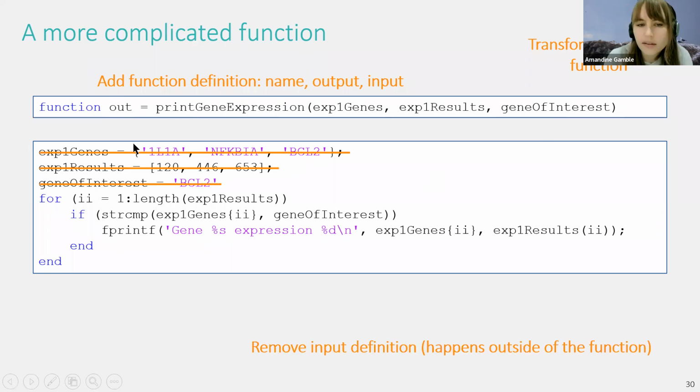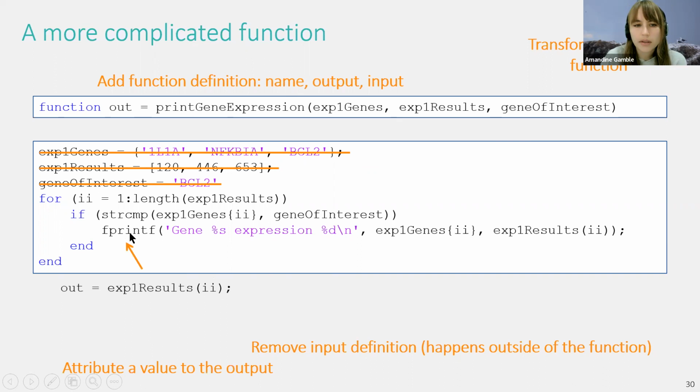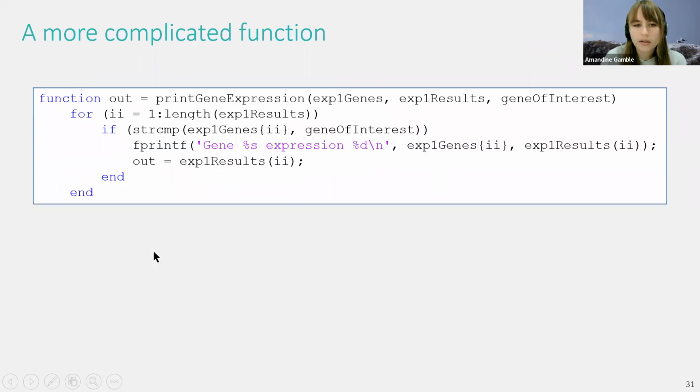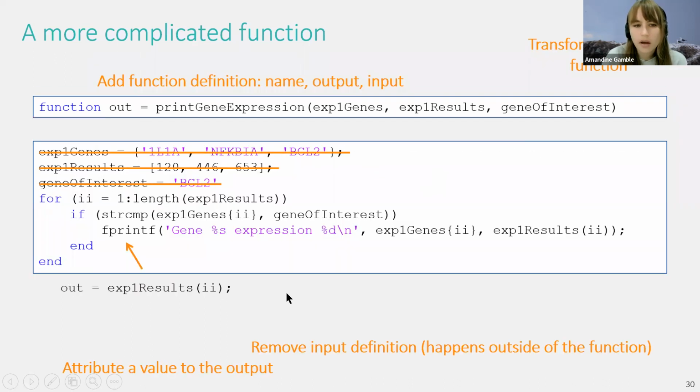You don't need that in the function because that's something you're gonna give as input. So it doesn't have to be in the function. That's something you're gonna put later when you call your function. So you can remove those 3 lines. You have to attribute a value to the output. So here, for instance, you can add the level of expression of the gene you're looking for.